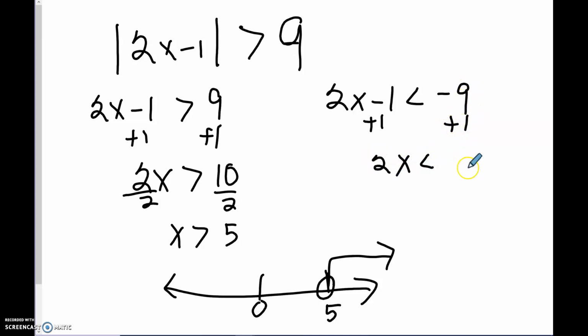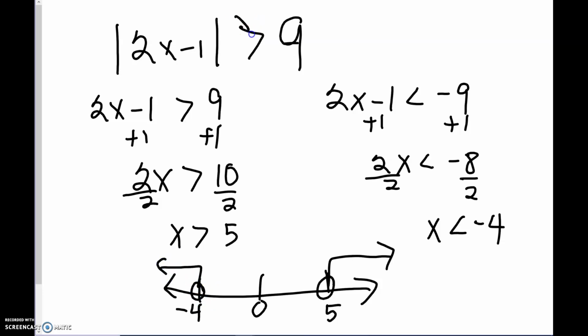Okay, over here, we're going to add 1, and use your calculators so that you take negative 9 plus 1 is a negative 8, divide by 2, and x is less than negative 4. Okay, we did not flip our sign because we divided by a positive number. So at negative 4, it's going to be an open circle, and we shade to the left. Just like we thought, greater than, and so it's an or, and it shades out.